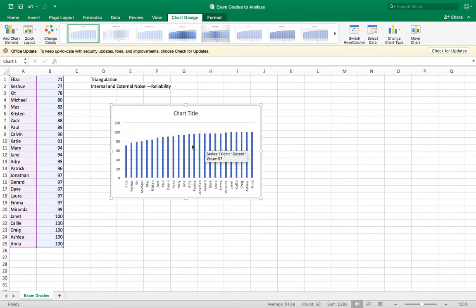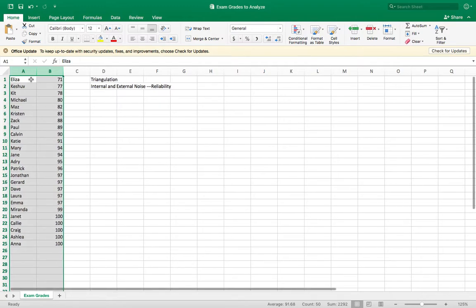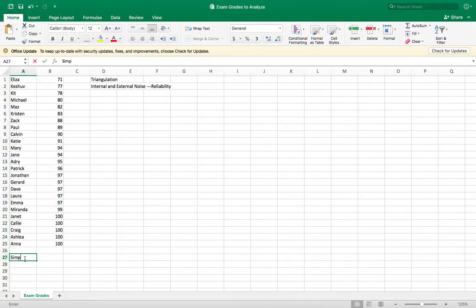So the mistake that's happening here, remember, this portion right here, when we have the student's name and their grade, that portion is called our simple frequency distribution. That's literally just, here's all of my students' names and their grades.